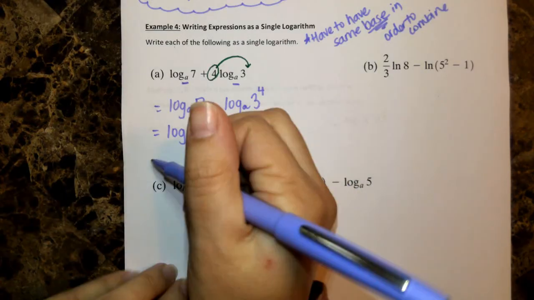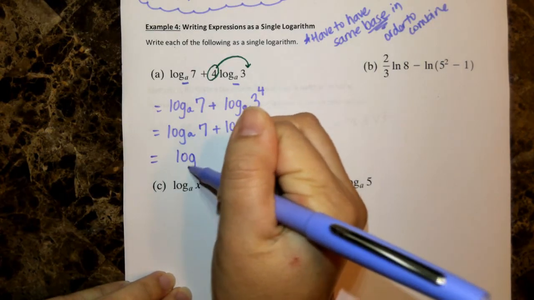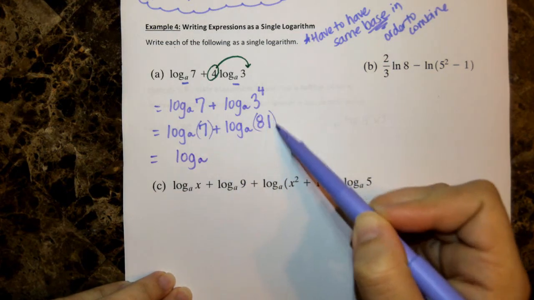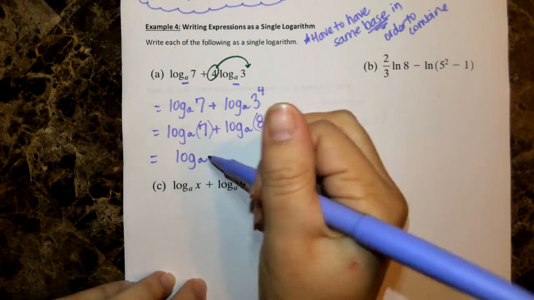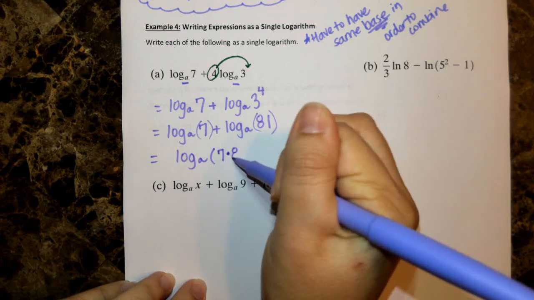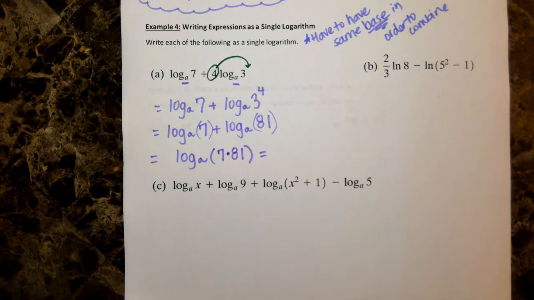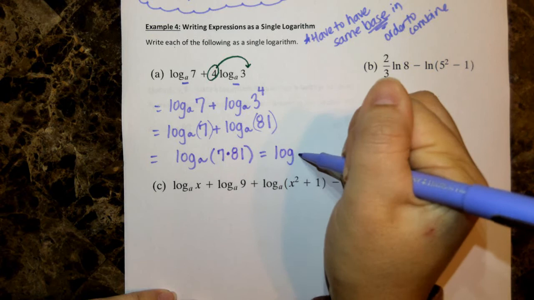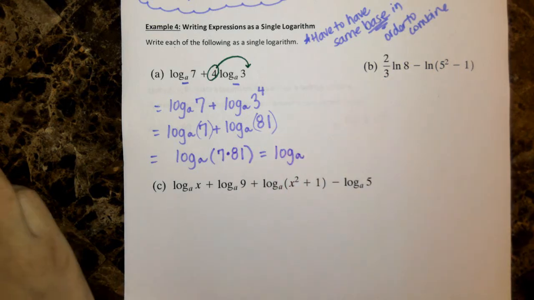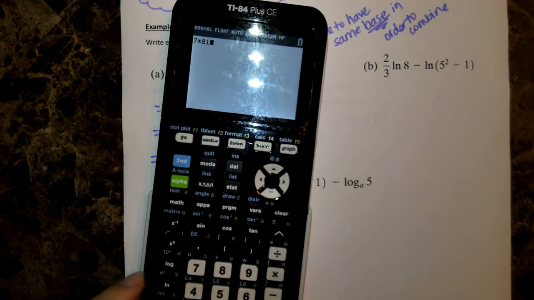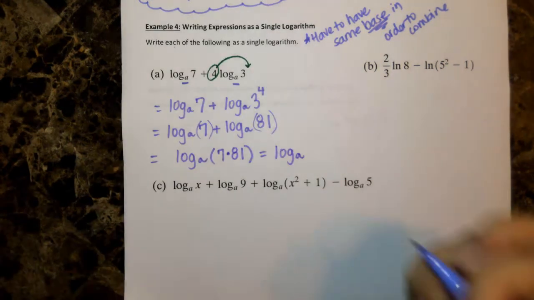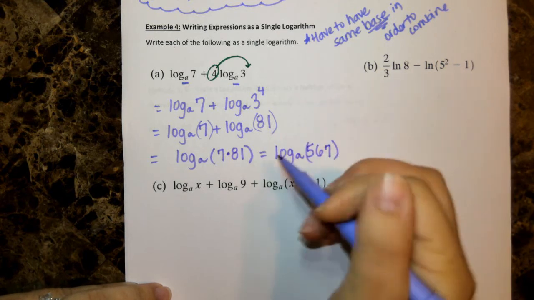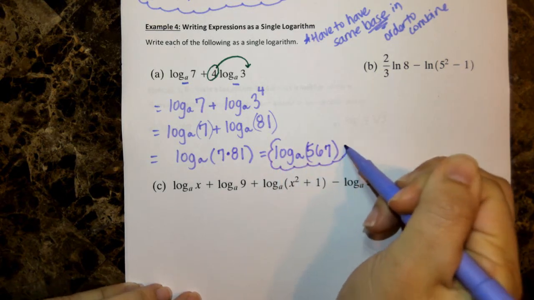So I'm going to rewrite this as a single logarithm, base A, and I'm going to have to take my 2 terms that are inside the logarithm, 7 and 81, and multiply them. 7 times 81. And that's not wrong, but we can simplify that a little bit further. We can actually do the math. What is 7 times 81? So log base A of, what is 7 times 81? That's 567. And you can put parentheses if you want. And that would be our most simplified answer.